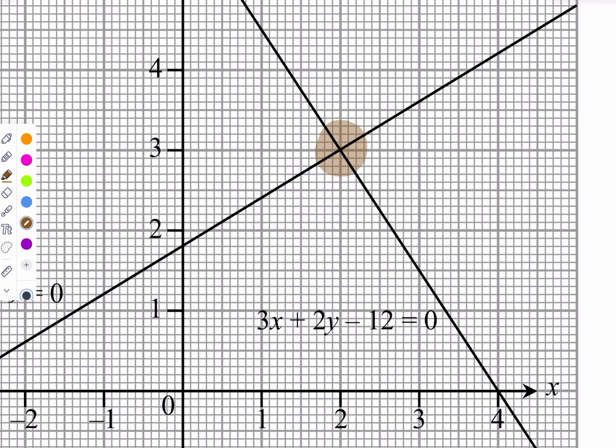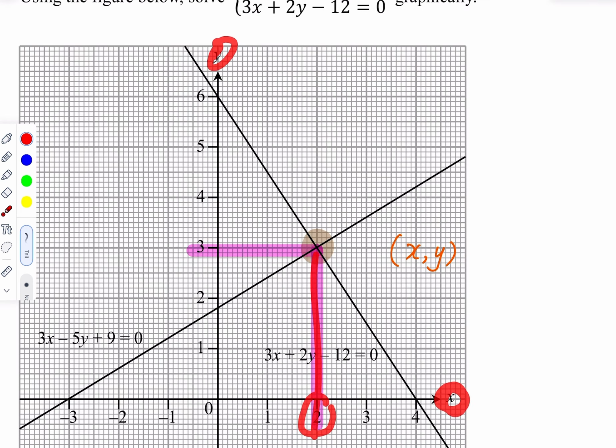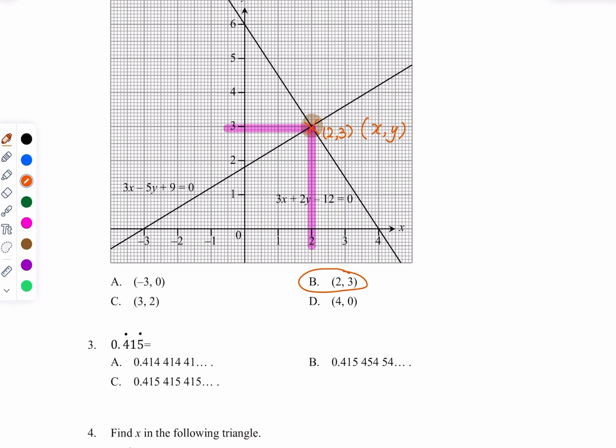Now how do I know the coordinate of this point? For this point, I suggest you use a highlighter. Draw it down, and draw it to the horizontal as well, both vertical and horizontal. When we write coordinates, we always write x and then y, in alphabetical order. So what's the coordinate at this point? The x line here, we are touching 2, and the y line here, we are touching 3. So the intersection point is 2 and 3. Easy, right?